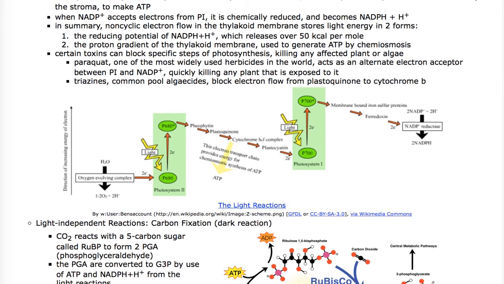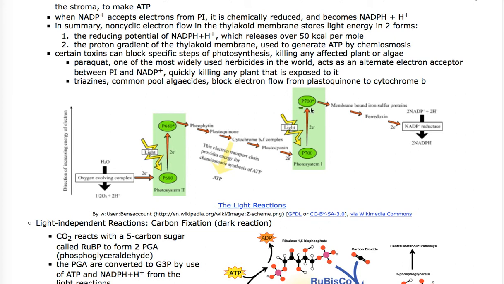I forgot to tell you about the cyclic electron flow. It turns out, small point, that photosystem 1 sometimes doesn't have anywhere to pass electrons to. Like sometimes there's no NADP floating around to throw electrons on.